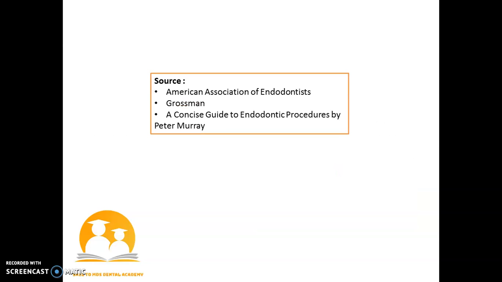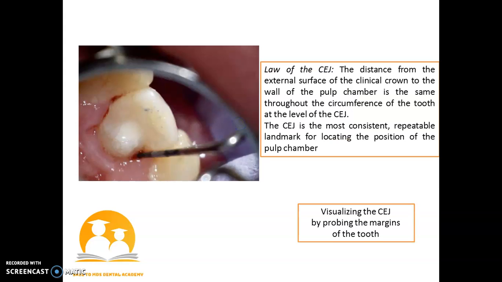So remember, the source of whatever pictures or text I am showing is from these three important books: an AAE article, American Association of Endodontists article, Grossman, and A Concise Guide to Endodontic Procedure by Peter Murray. So let's start, aspirant.